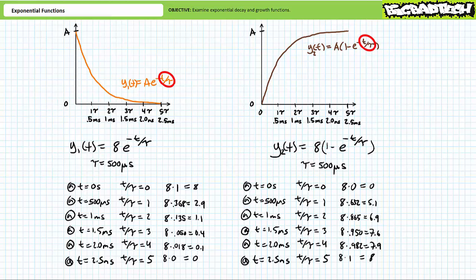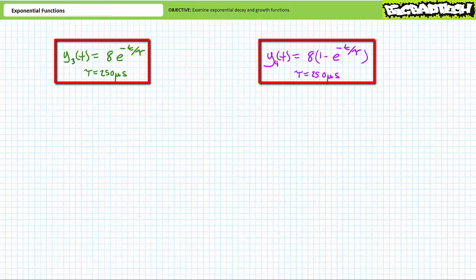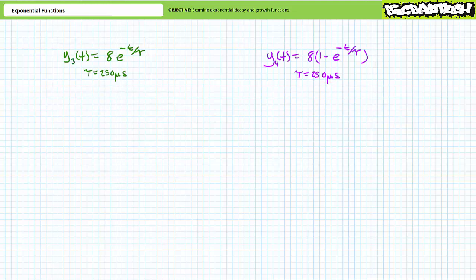Everything interesting happens between 0 and 5 tau. This is super handy when it comes to plotting these curves at different tau values. For example, consider this pair of expressions where tau is no longer 500 microseconds, but rather a shorter 250 microseconds. These are the same expressions as previously, only our time constant tau is half that of our previous time constant. As you might expect, things happen twice as fast.